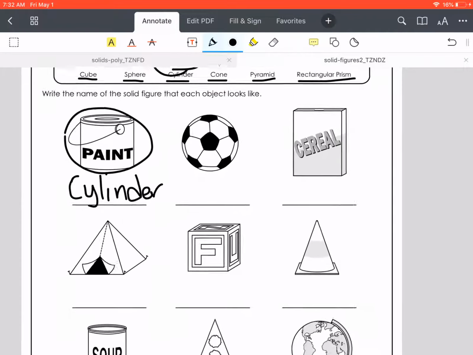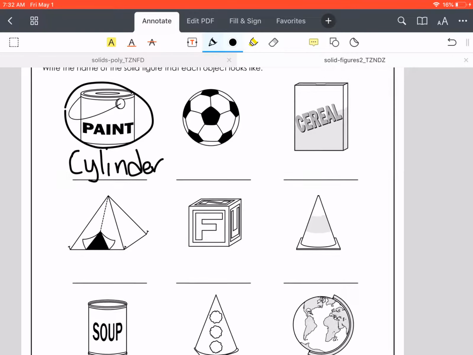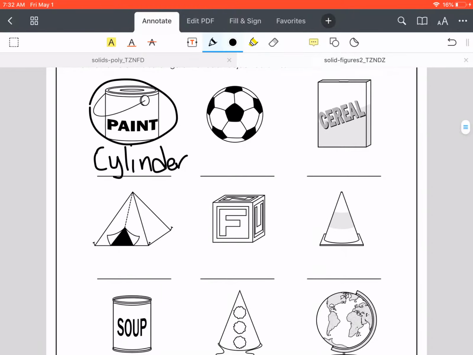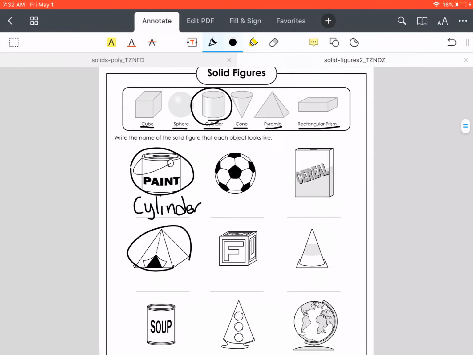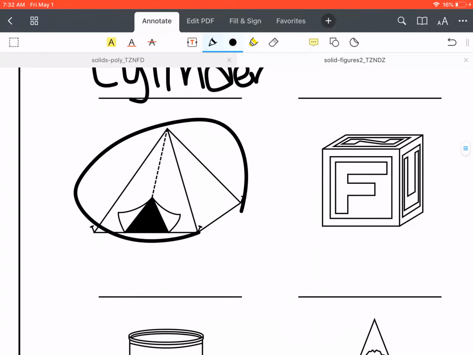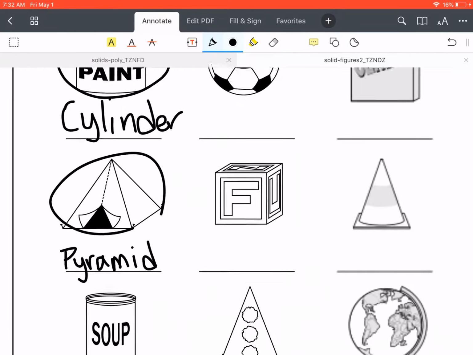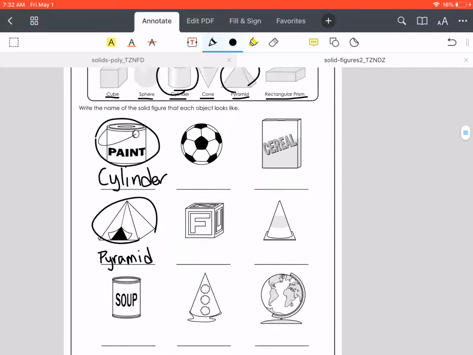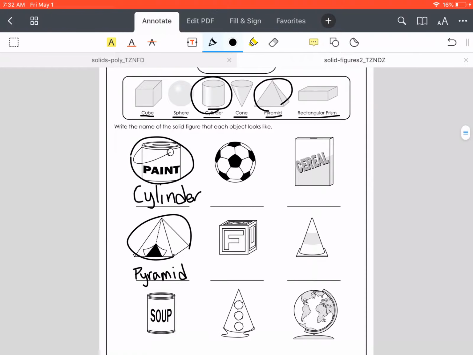Let's do one more. What does this tent look like? You got it. A pyramid. So go ahead and finish the rest of this page, filling in the shapes to the real world items.